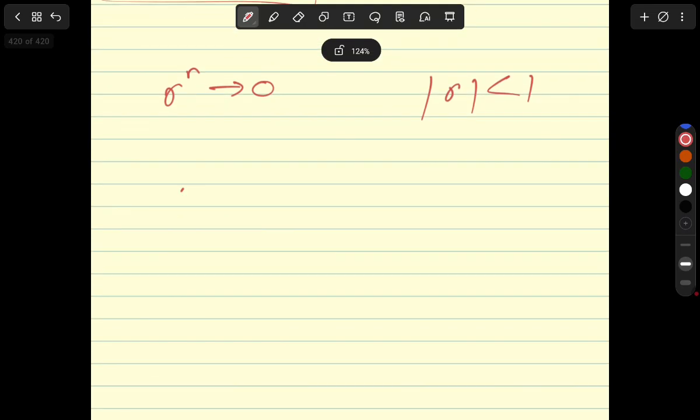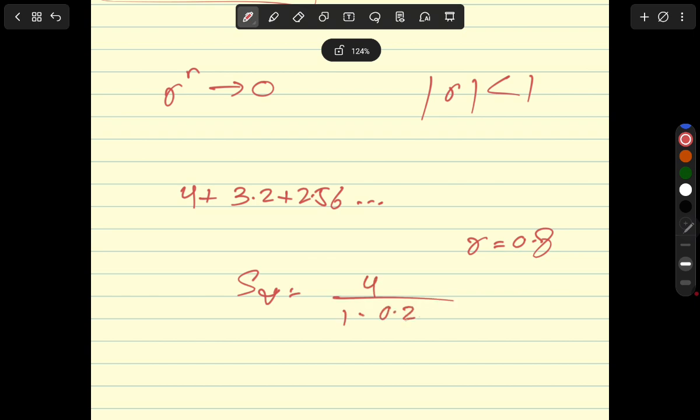Let's say you have to add 4 plus 3.2 plus 2.56 and so on. I can see that my ratio is going to be 0.8. Okay, and I have to find the sum to infinity. So it's nothing but A upon 1 minus R. Now it's very easy. 4 upon 0.2 is nothing but 20. Okay, so very easy.